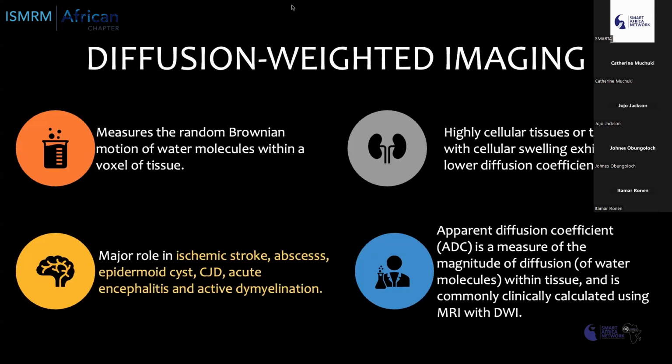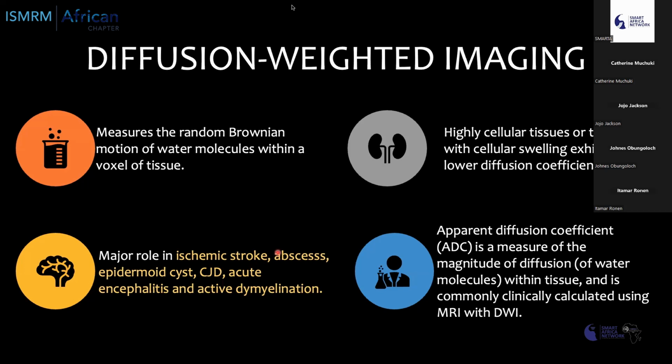The diffusion weighted image measures the random Brownian motion of water molecules within the voxel of tissue, and higher cellular tissues or those with cellular swelling exhibit lower diffusion coefficient. So that is the ability of water to move within the tissues. If there's any restriction, then we say that the diffusion weighted image will show as an increased signal, right?